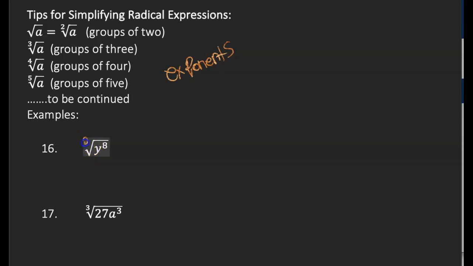What is the index here? It's 2. We don't see it, but we know it's there. So 8 divided by 2 is y to the 4. That is only for the exponents, all right? Okay, next example. What is the cube root of 27? That will be 3. And then we take the exponent and divide by the index. So that will be a. All right, let's just make sure we keep that in mind. It's super important.